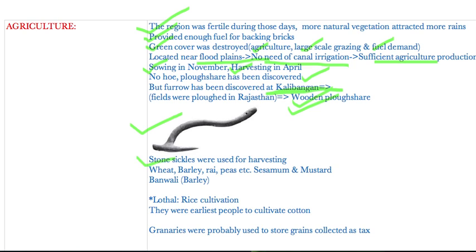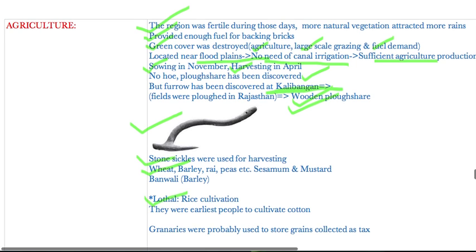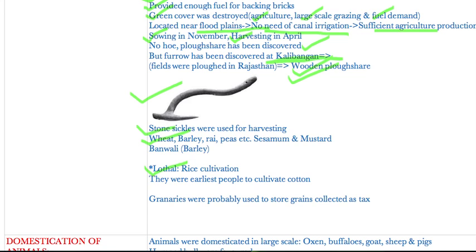Then wheat, barley, rye, peas were grown. Then sesame and mustard were also grown, and there are evidences of barley being grown at Banwali. Then Lothal has a unique feature, and what is that? Rice cultivation was practiced in Lothal. So they were the earliest people to cultivate cotton. This is also an important and unique feature. Then granaries were probably used to store grains collected as tax, which I discussed earlier.